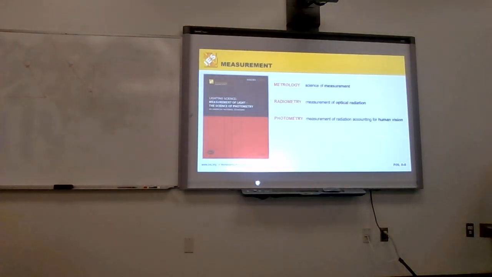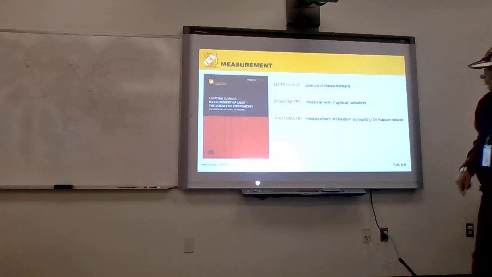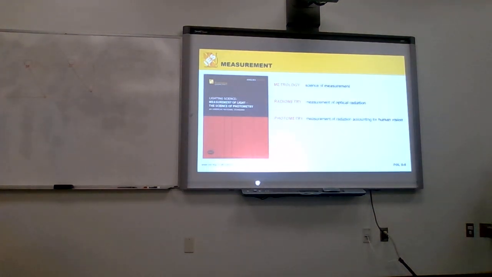There you see the IES manual called Lighting Science, Measurement of Light, the Science of Photometry. Metrology is the science of measurement. Radiometry is the measurement of optical radiation. Photometry is the measurement of radiation accounting for human vision. Photo, photons, they're all connected. They're all using the same root in language.